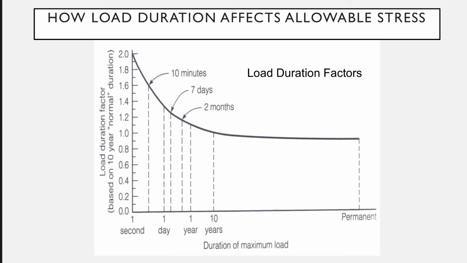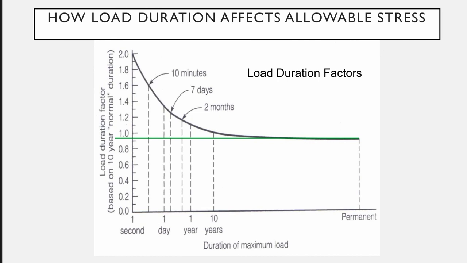Well, this plot is how long is your load there? What if it's a short 10-minute load, like from a heavy wind or an earthquake? You can actually increase your load by 60% or multiply by 1.6. What if it's a 2-month load, like a snow load? You can have a slight increase in your strength. But what if it's an everyday load, a permanent load that I've marked here with the green line? That almost brings your strength down, according to this chart, by about 0.92 or 92%.